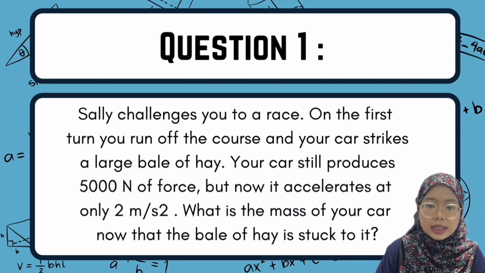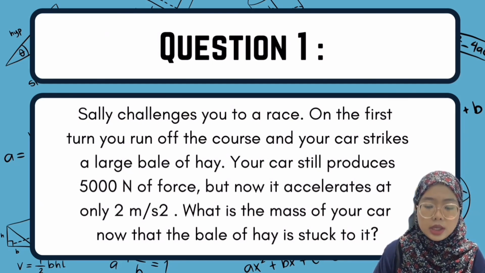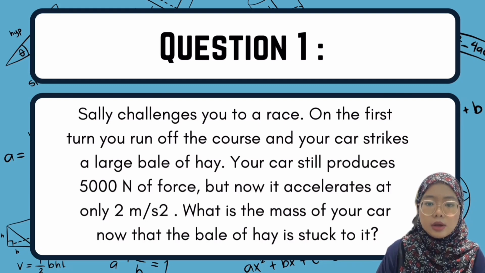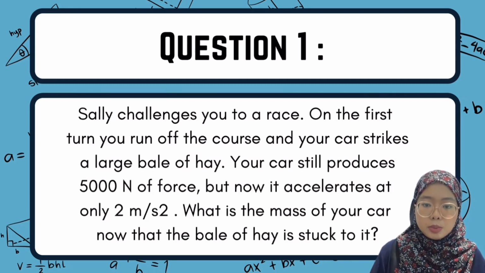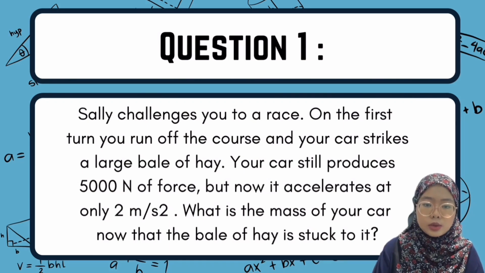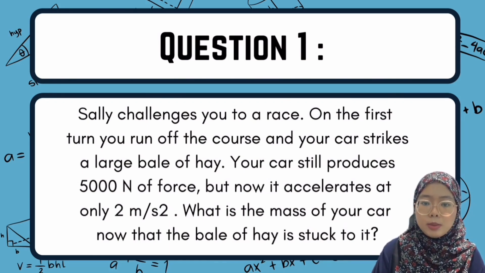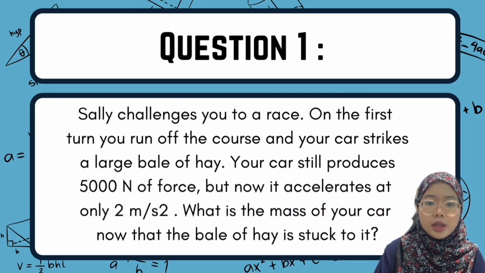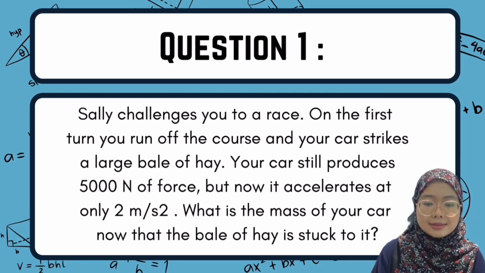Question 1. Sally challenges you to a race. On the first day, you run off the course and your car strikes a large bale of hay. Your car still produces 5,000 Newtons of force, but now it accelerates at only 2 meters per second squared. What is the mass of your car now that the bale of hay is tied to it?